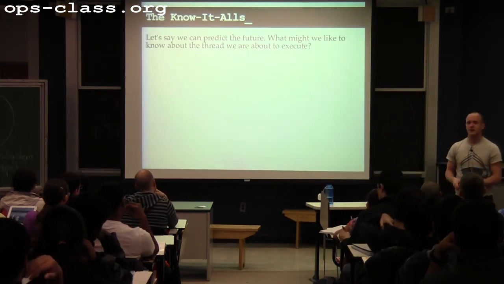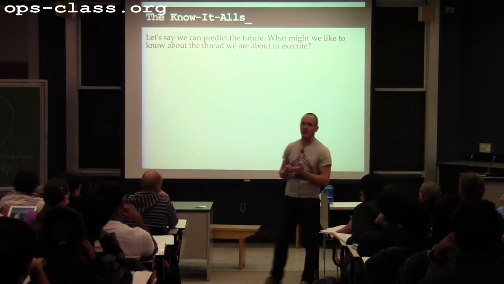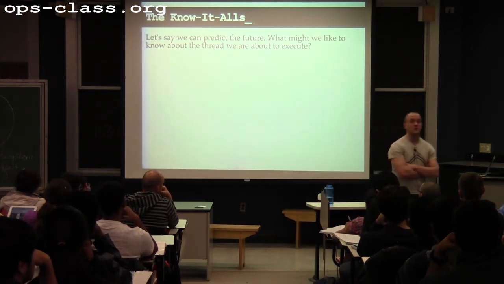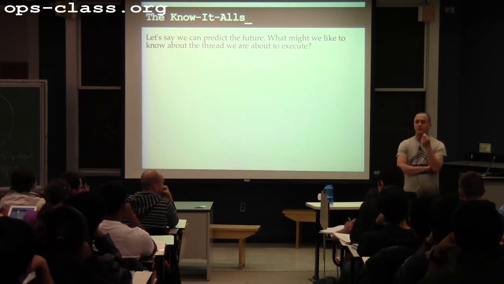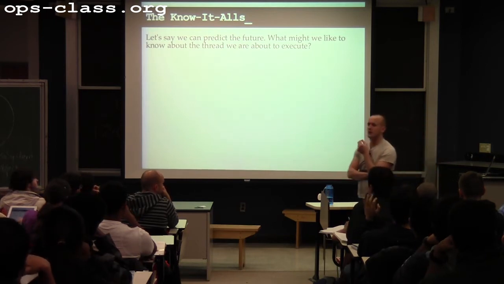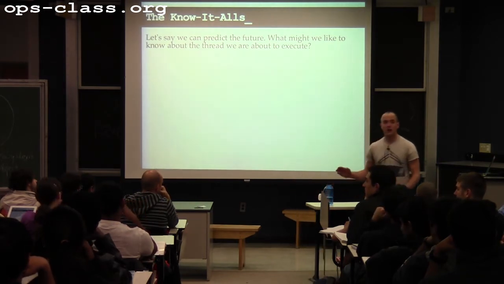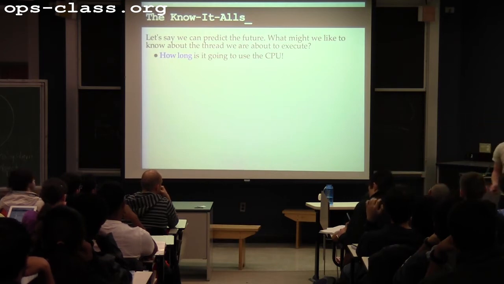So in Wednesday's video, we talked about some information we might want to know about the thread that we're about to execute. If we could predict the future, if we could implement this Oracle scheduler, right? What would we like to know about the near future of the thread? Yeah, how long is it going to run before it blocks, right? So that's one thing. What else?